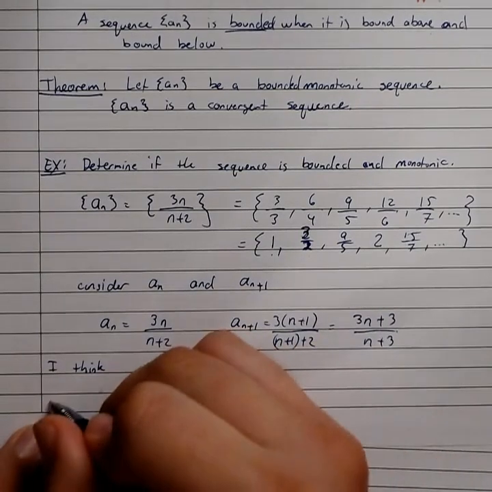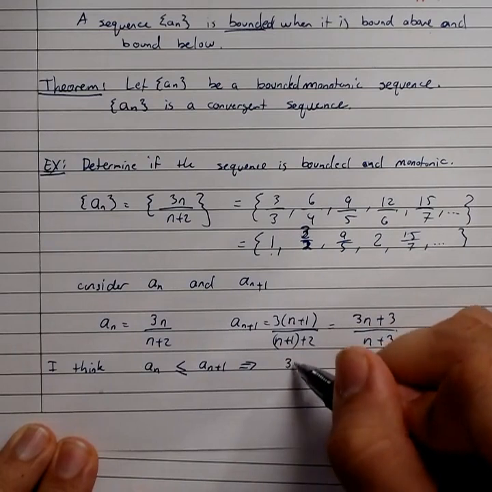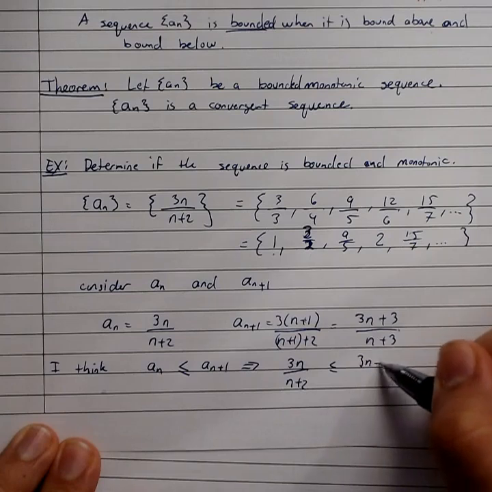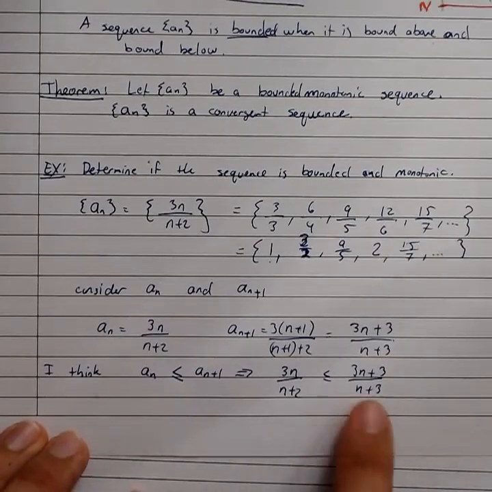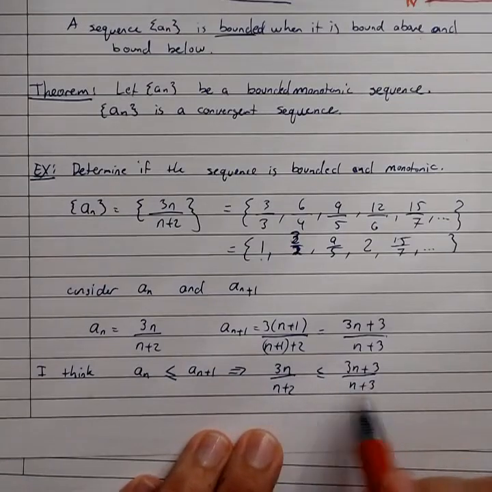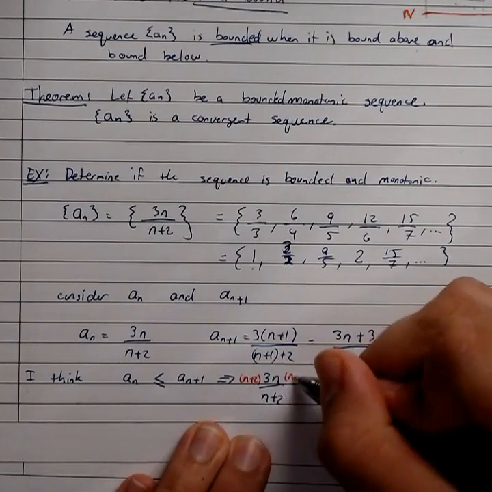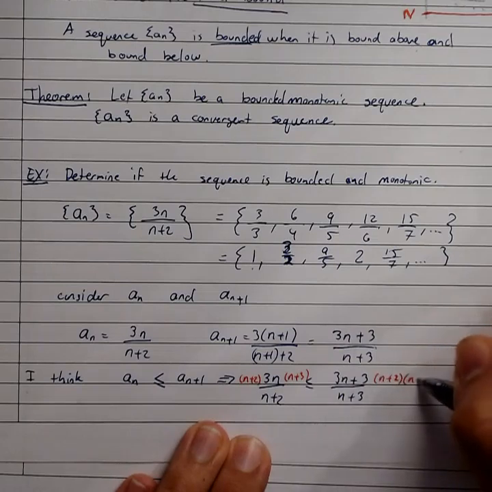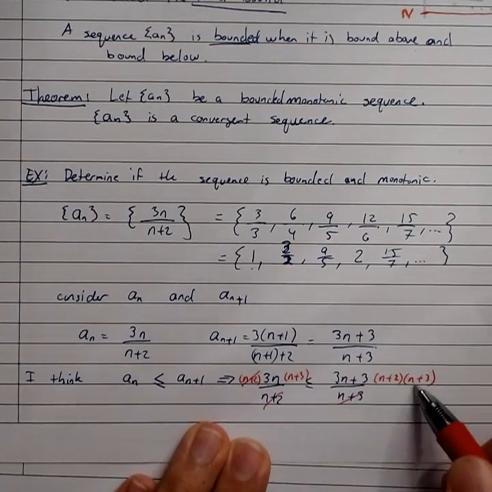We think that 3n over n plus 2 is less than or equal to 3n plus 3 over n plus 3. Well, I don't know. Is that true? Let's confirm that. This looks a little complicated because I have rational expressions. So let me multiply on both sides by n plus 2 and n plus 3, in other words, by my common denominator.